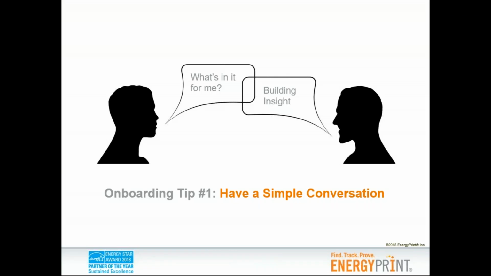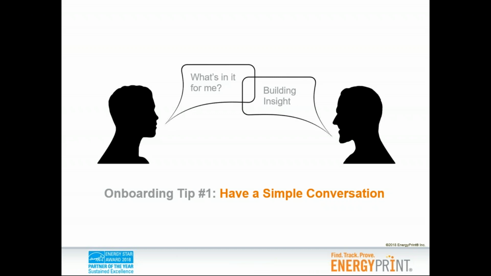So how do we fix this? To prevent a communication roadblock, we recommend starting with a simple conversation. When getting started, the property contact will ask you why you need utility data, and this often is where the onboarding process can get convoluted. Sometimes people are fearful of tracking utility data because they're afraid it will expose inefficiencies and waste. So if your property contact doesn't know how their building is performing, they may be worried about looking bad.